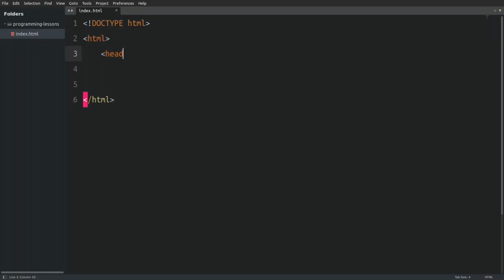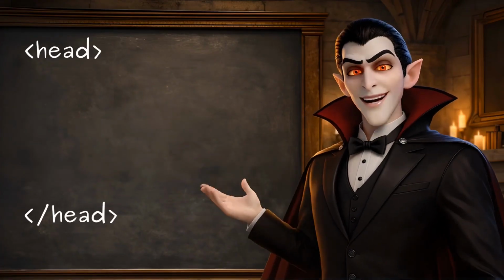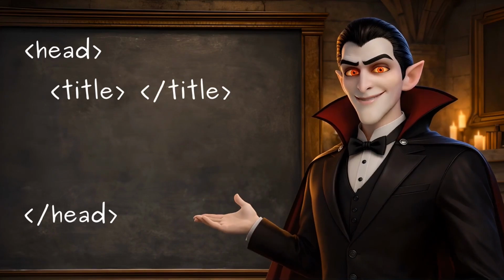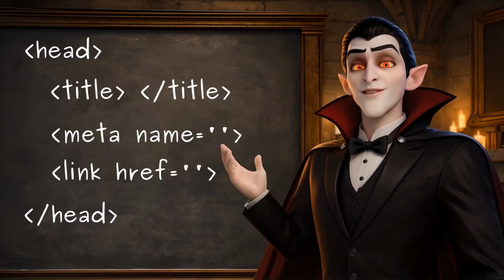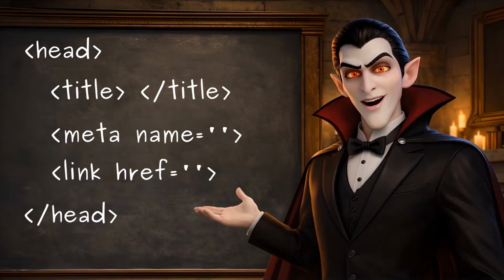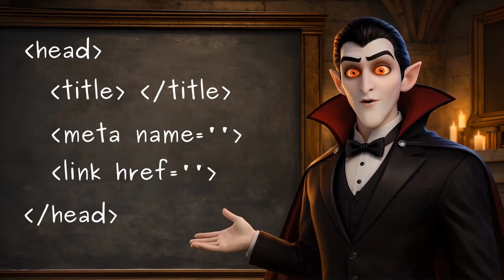The web page is divided in two parts, the head and the body. Now listen carefully. The head is where the page thinks. It is not seen, it is not displayed, but it contains important knowledge. Inside the head we place the title of the page, meta information, links to style sheets. It is the mind of the document, quiet, invisible, but powerful.